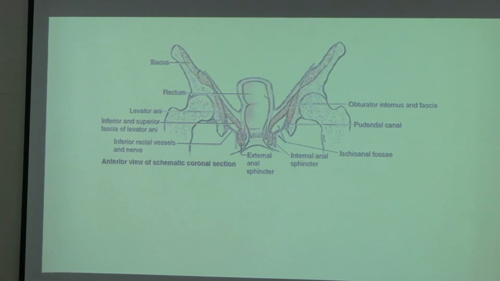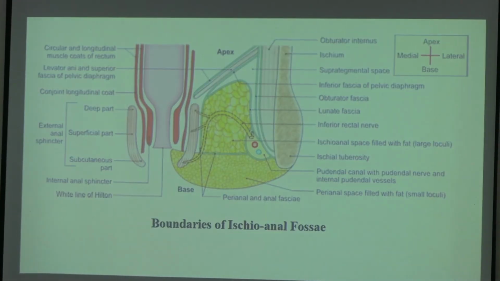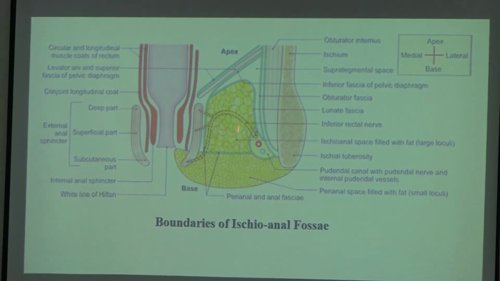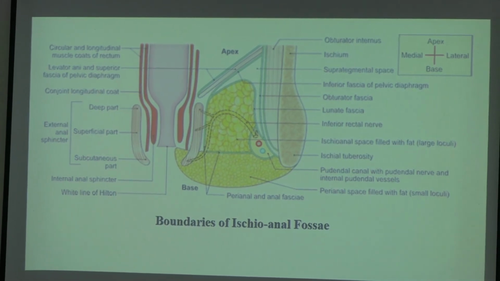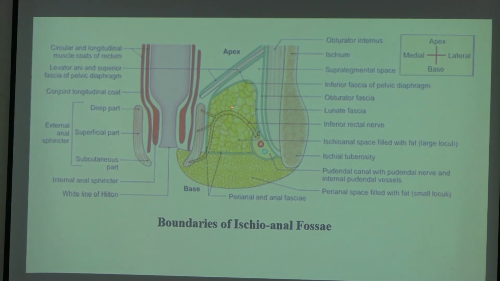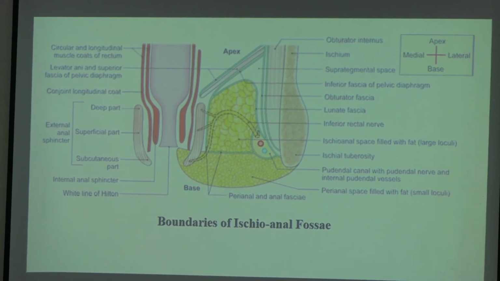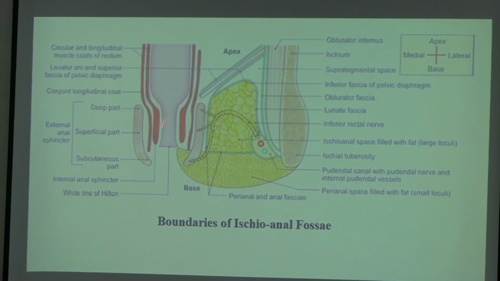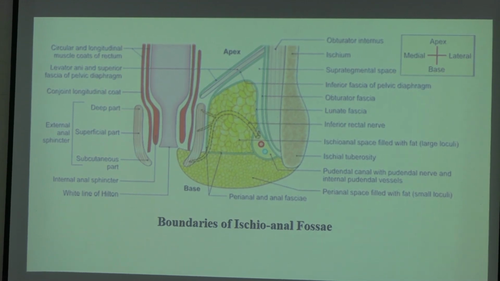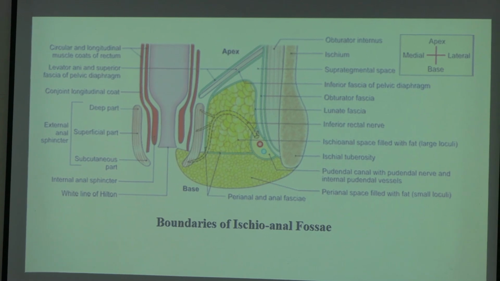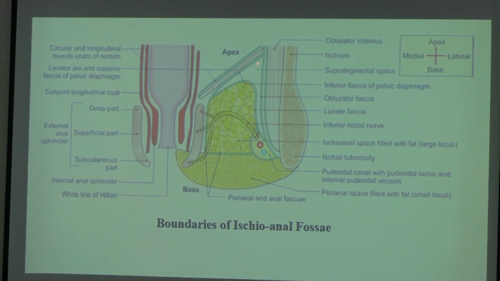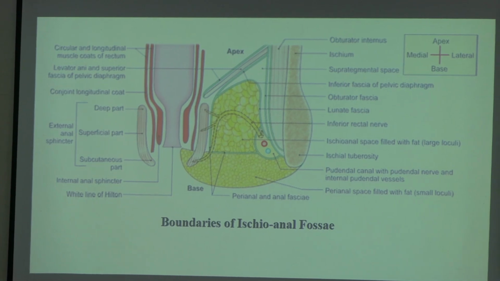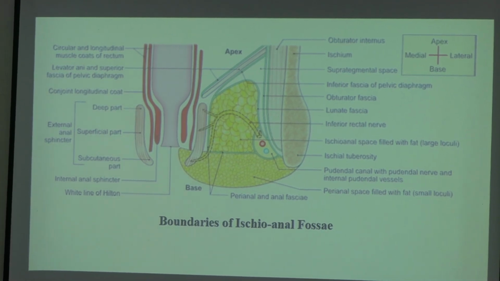Now, let me show you the diagram. Here you can see the boundaries. I was talking about this particular area. This is the ischioanal fossa. On this side also one ischioanal fossa is there, and on this side also one fossa. Now can you see the anal canal? This is the terminal part of the anal canal. Here you can see it is a fascia lined space. Inside that, fat loculi or fat chambers are present.